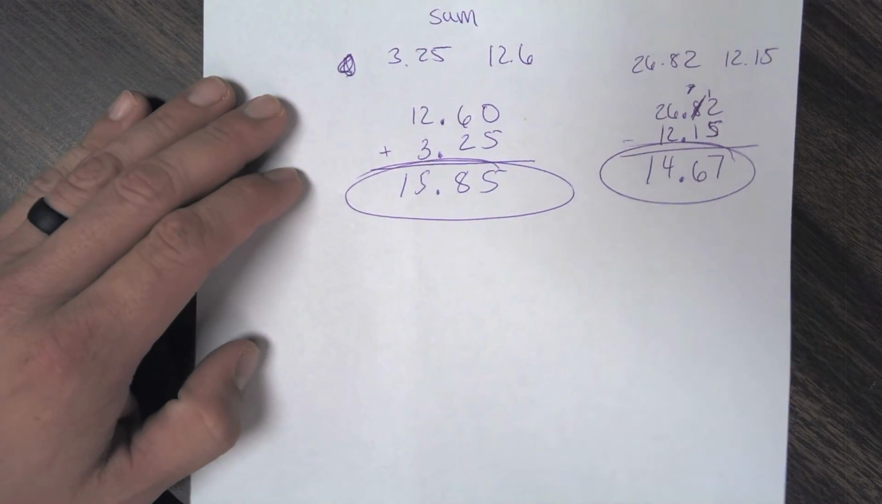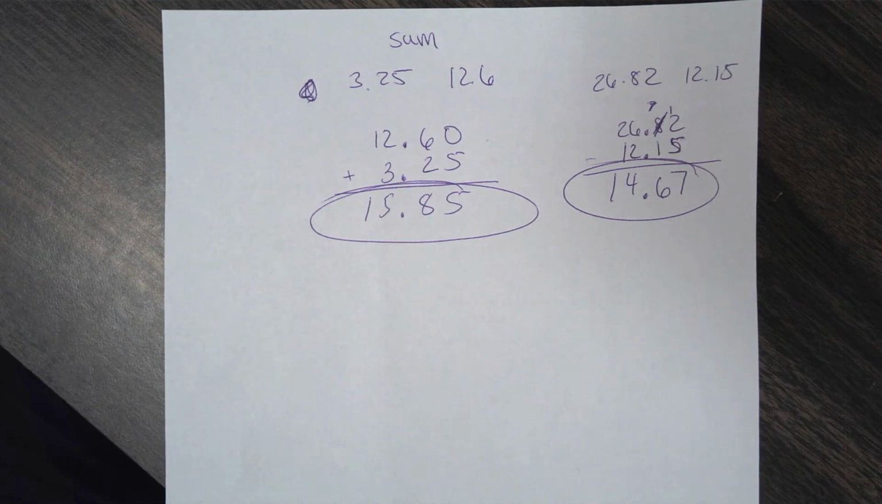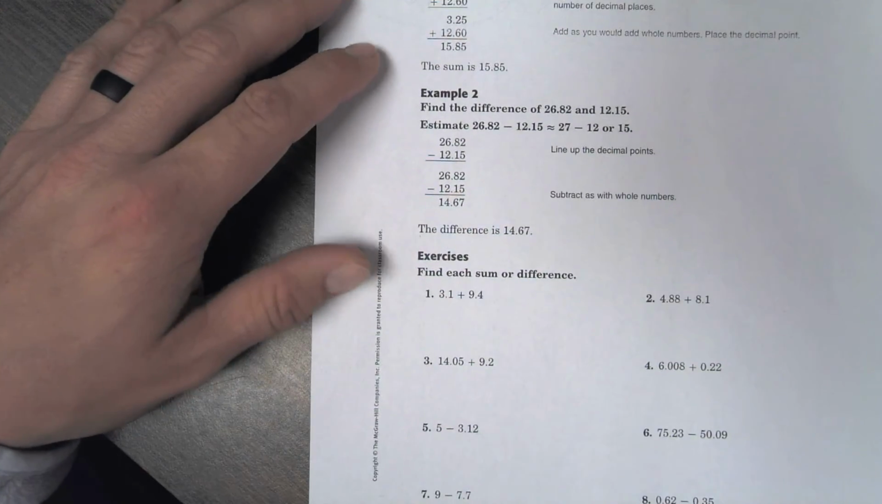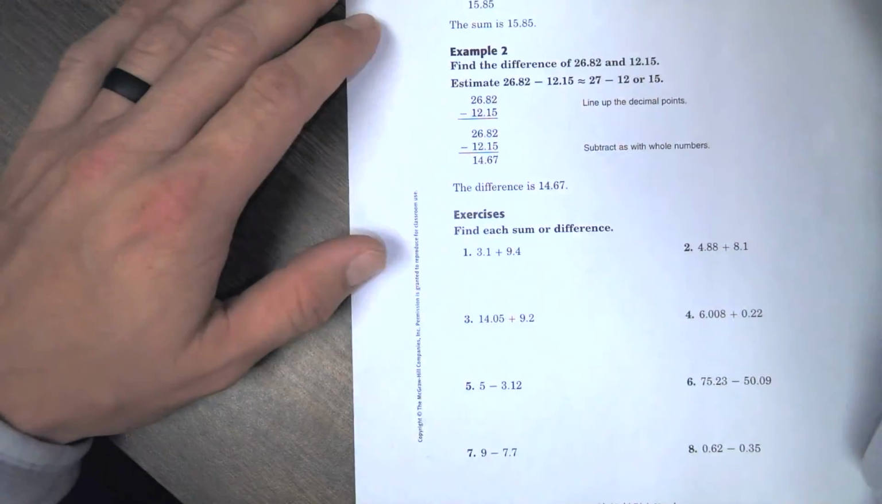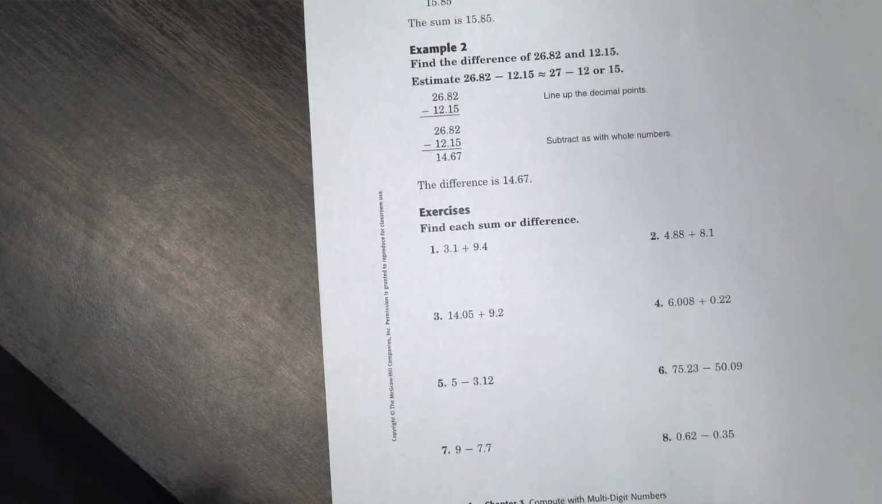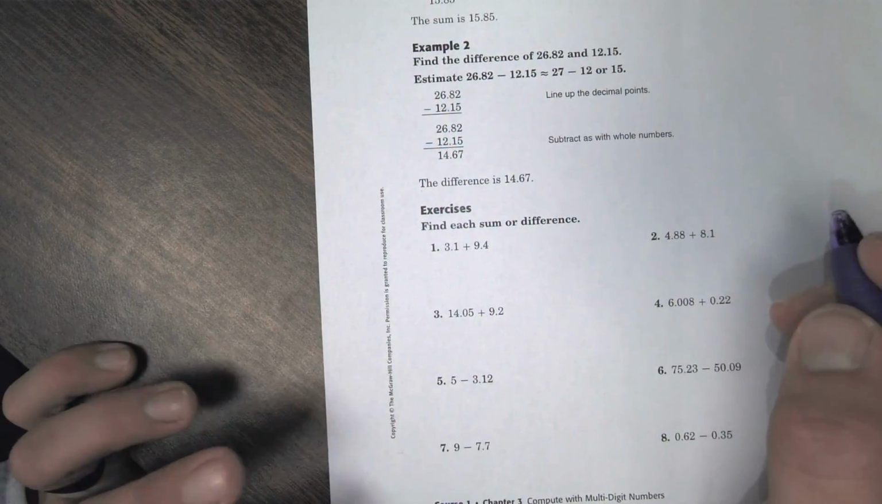So go ahead and do 1 through 8 on the front. So 1 through 8. I'll leave this just like that. Number 1, we have 3.1 plus 9.4. So 3 and 1/10 plus 9 and 4/10.